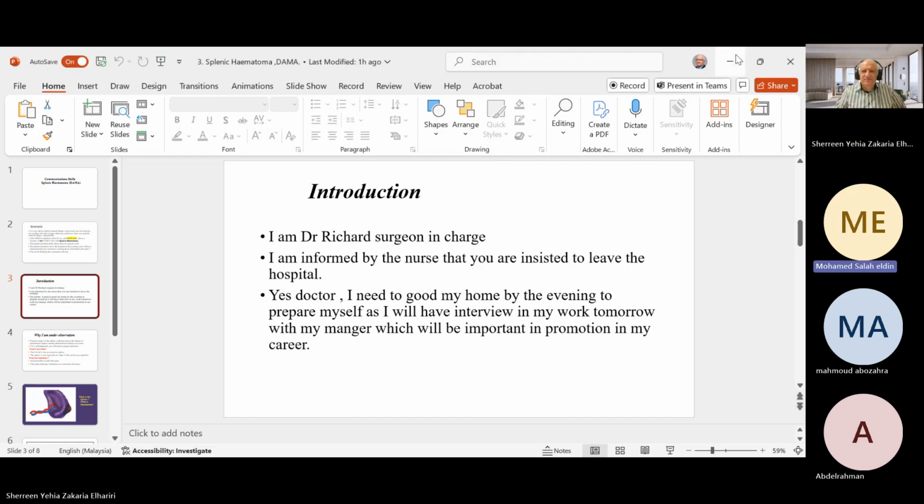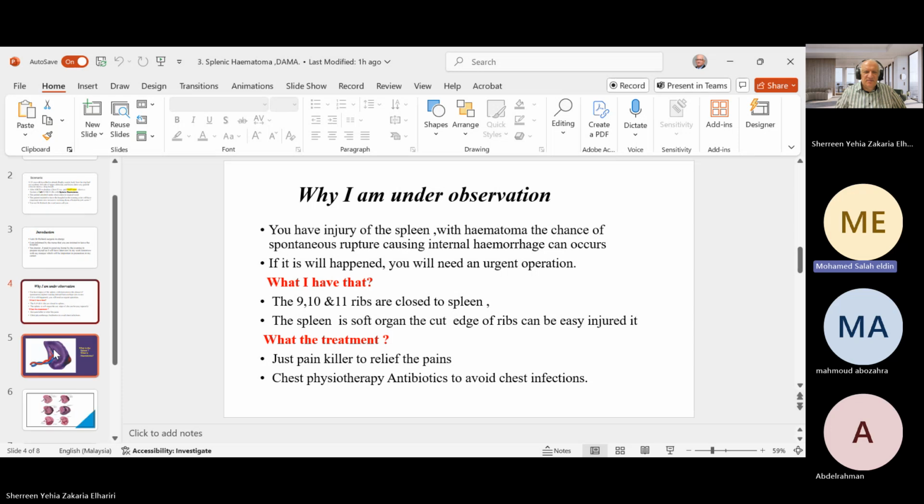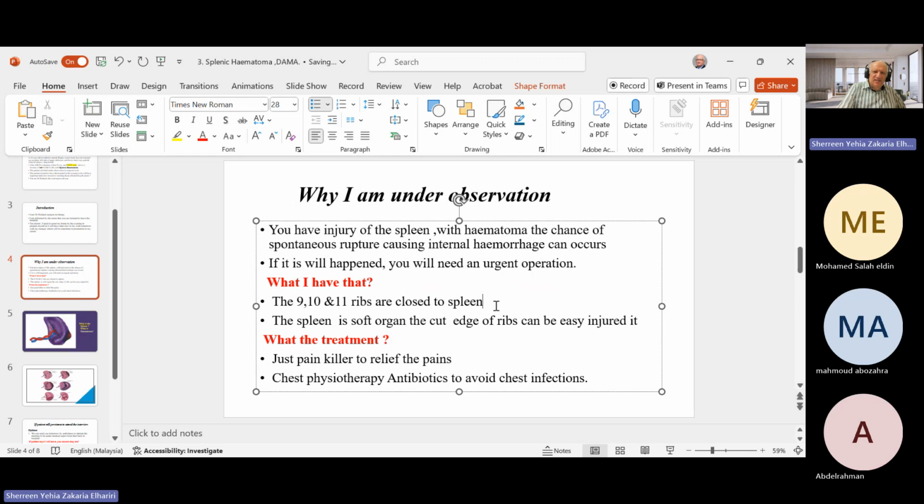Okay, but your condition may deteriorate at any time. What do you mean by deteriorated? The spleen may bleed at any time. So how come it bleeds? It is not bleeding now. Why would it bleed at any time? With hematoma, the chance of spontaneous rupture causing internal hemorrhage can occur. If it happens, it would need an urgent operation. Because of the ribs, you have a fracture, so you can have bleeding at this time.